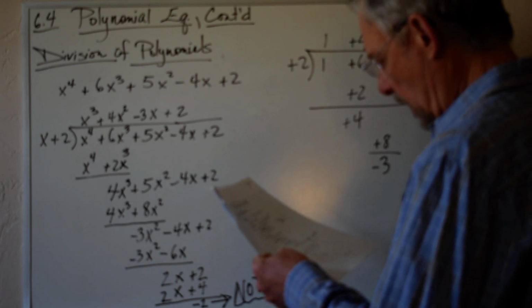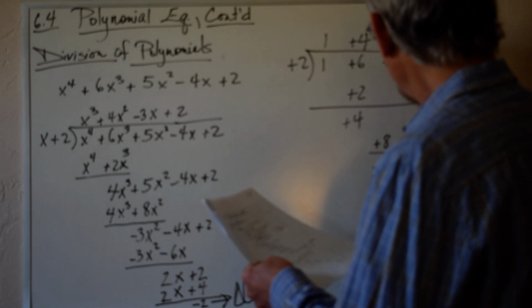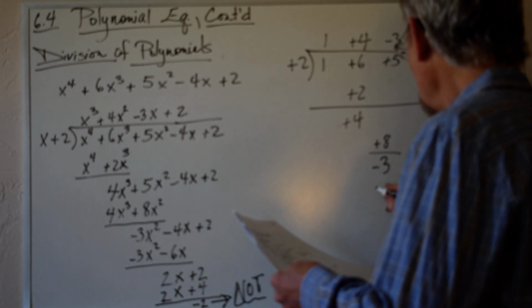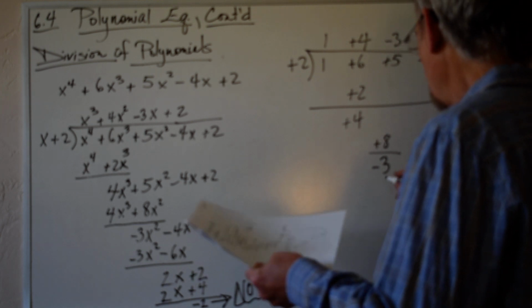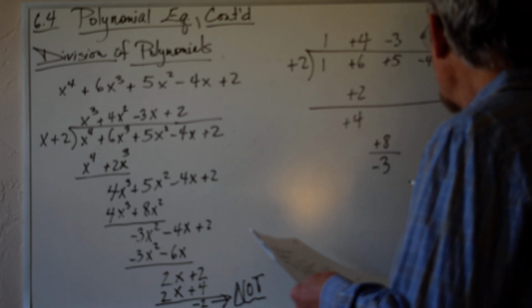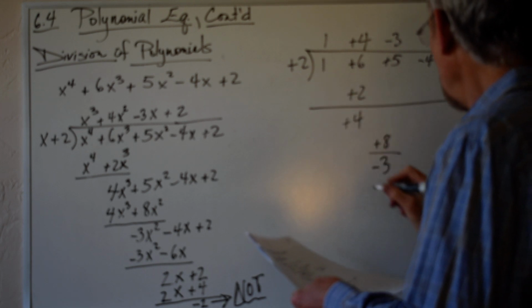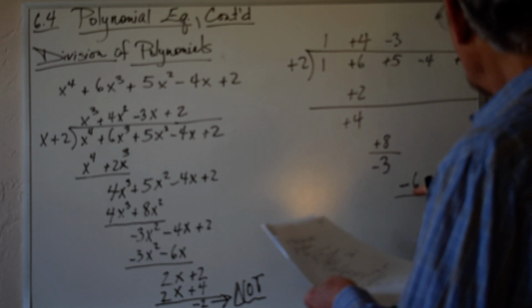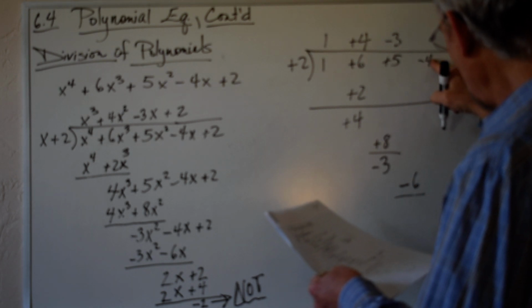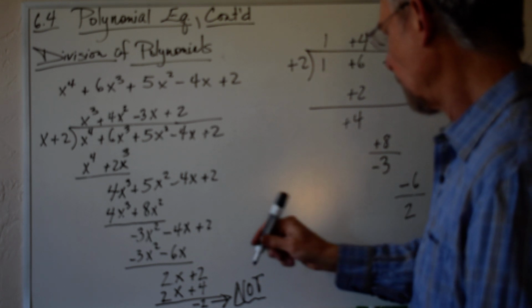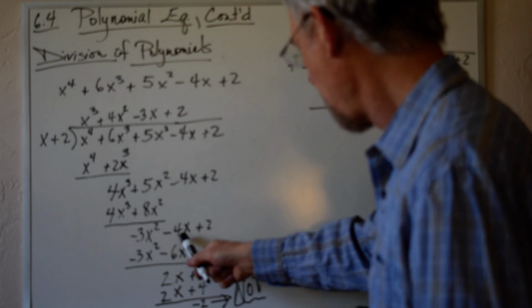Then I need a -3 to multiply with the invisible 1 to give me a -3 here. I'm not going to write that -3 again. -3 hits the +2, gives me a -6. -6 gets subtracted from the -4, and I get a +2. Right? That's this step here.